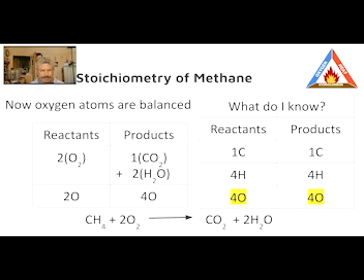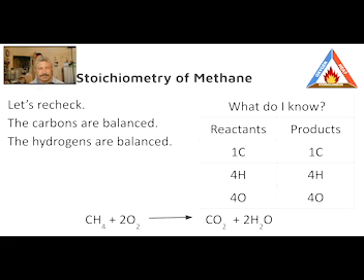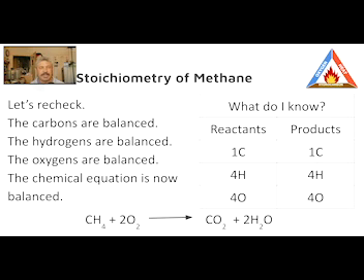I'm done. But I always want to make sure I did not make a mistake. So let's recheck. What do I know now? Based on my chemical equation, I have 1 carbon on the reactant and 1 carbon on the product. My carbon atoms are balanced. I have 4 hydrogen atoms on the reactant, 4 hydrogen atoms in the product. My hydrogen atoms are now balanced. I have 4 oxygen atoms on the reactants and 4 oxygen atoms on the products. My oxygen atoms are now balanced. This is now a balanced equation.